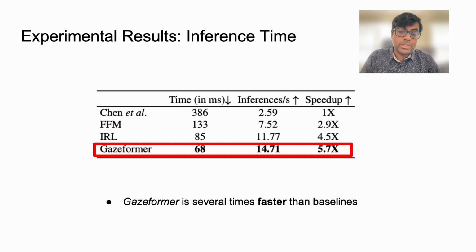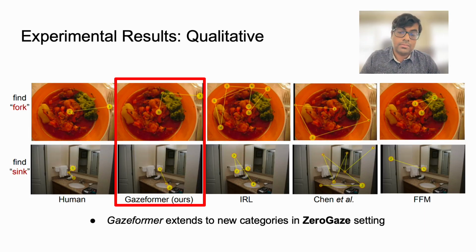In addition to being more scalable and effective, Gazeformer is multiple times faster owing to its ability to generate an entire scan path in one pass. Here we show some qualitative results showing the generalizability of Gazeformer for target categories it has not been trained on. We find that Gazeformer manages to generate human-like scan paths despite not being trained on gaze data for fork and sink.